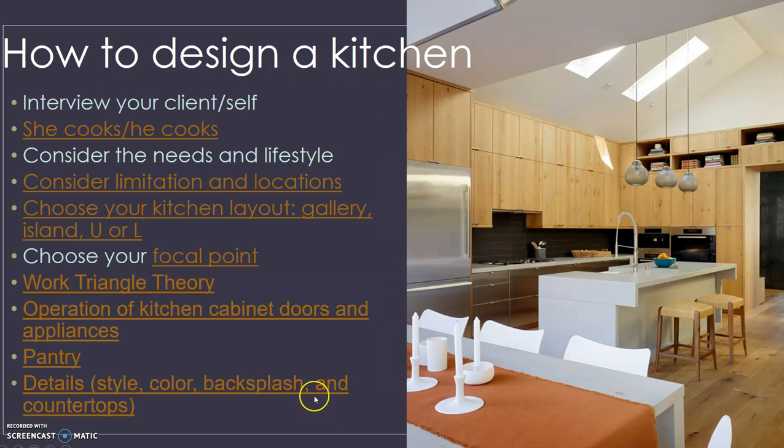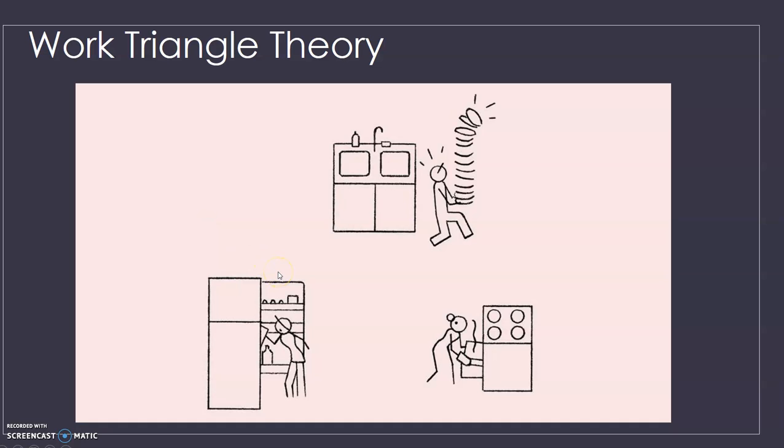All right. Now we talk about the layout of your kitchen. We have something called the work triangle theory. When you take the food out, you wash it, and you cook it. So that creates a triangle right there.